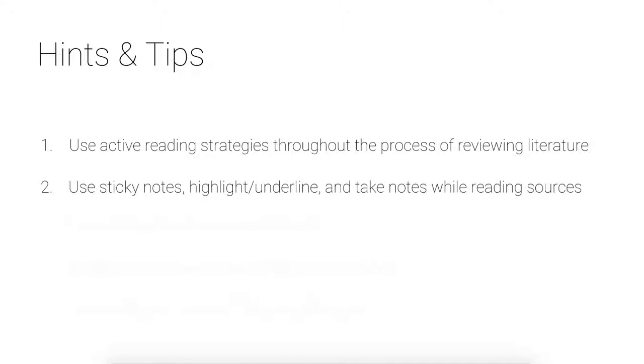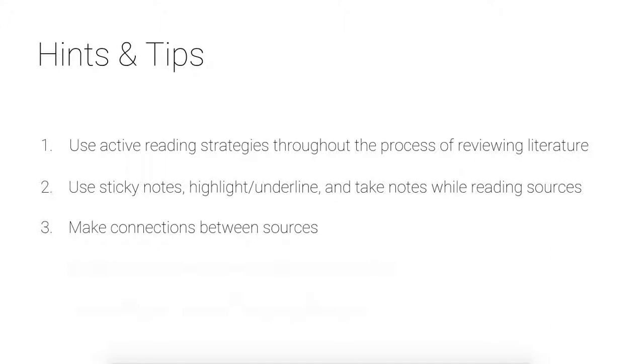And so some hints for when you're writing your literature review are make sure you're using active reading strategies throughout the process of reviewing literature. And going with this, take care to use things like sticky notes, highlight and underline passages, take notes while you're reading your sources. This is extremely helpful because these notes that you're taking throughout the process are going to guide you when you're writing your actual literature review. It'll help guide you to certain passages that help strengthen a point that you're trying to make. It just makes all the information so much more accessible and also easier to remember later. So I would highly recommend doing this.